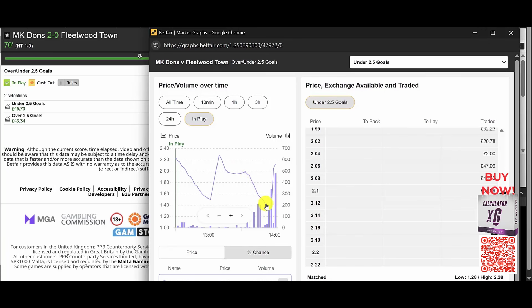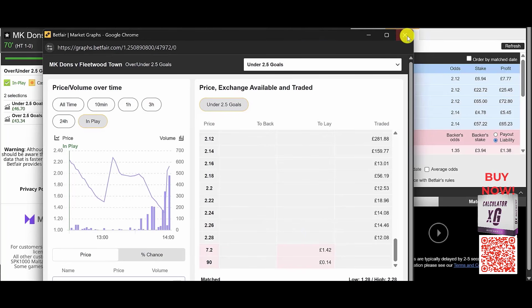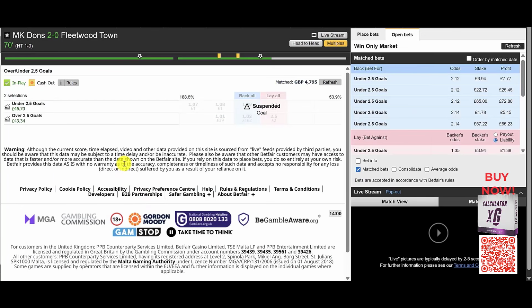Obviously, we got a lot of our lay orders matched. We took advantage of this time decay right here. And obviously we caught the goal, and yeah, we got it all locked in. And maybe if I was a little bit slower, we could have caught the 3rd goal and locked in all the profits. But anyway, that's how it can work.